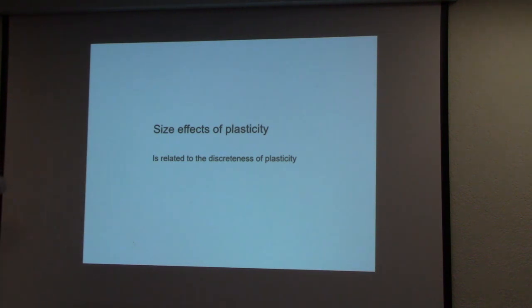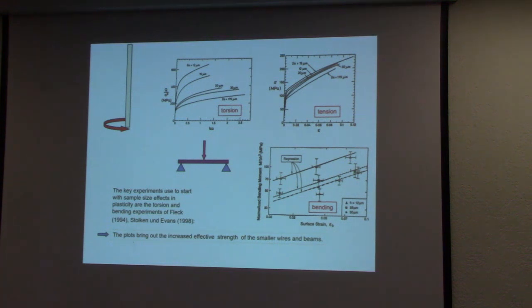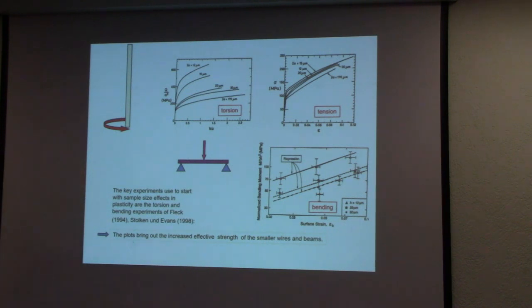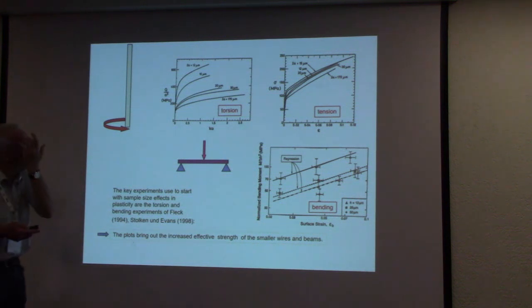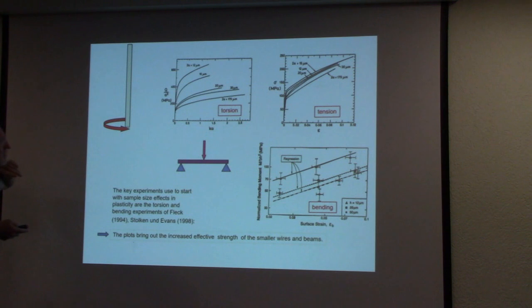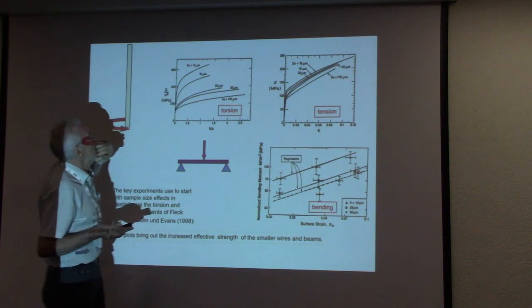Now let us come to the size effect. This is very strongly related also to the discrete nature of plasticity. Not really the exact first, but very popular, this area of size dependence became in the 1990s, where Fleck and Evans performed some key experiments on wires and bending beams with relatively small dimensions. Here you see the wires with 100 micron and 12 micron.